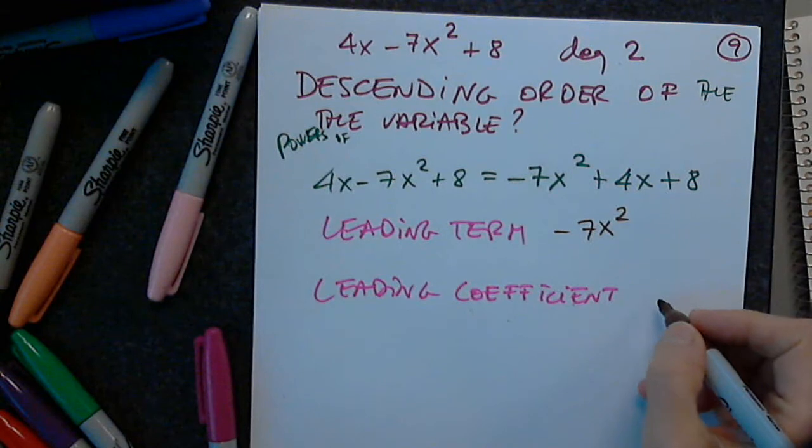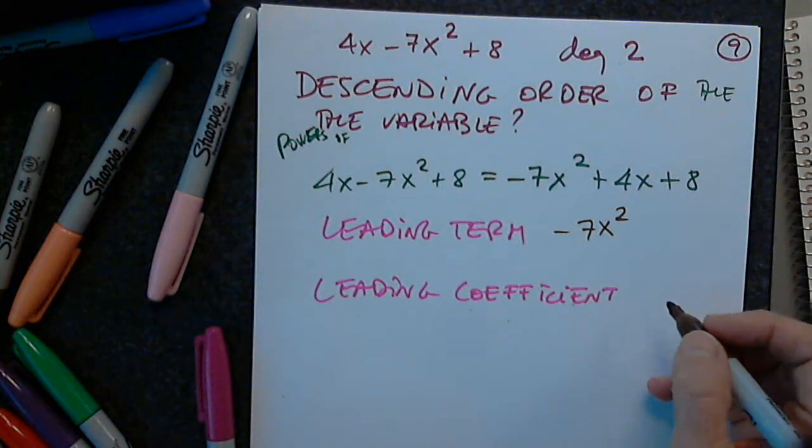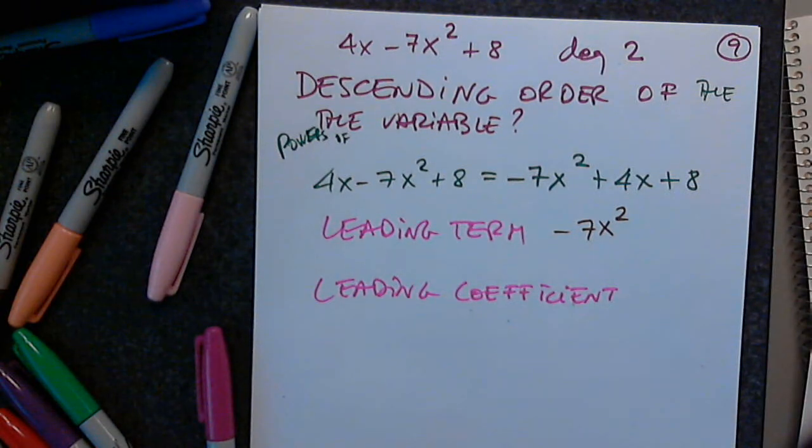Can anyone identify the leading coefficient? Coefficient has nothing to do with x. 2. Say again? 2. So the leading coefficient. Negative one. 7. -7. I'm thinking of the power. I understand. So the coefficient has nothing to do with the variable.